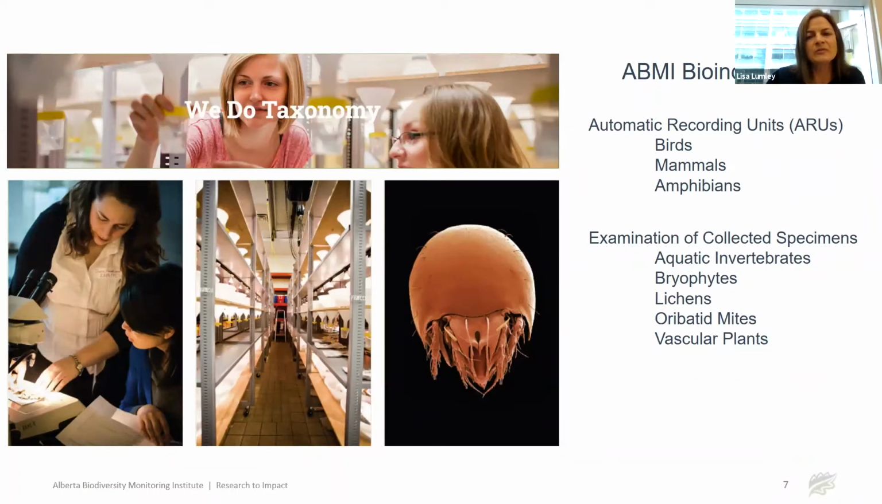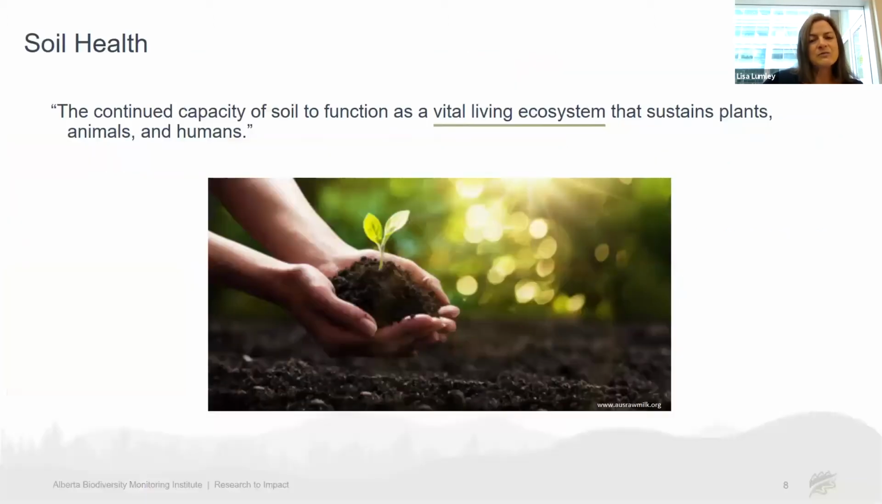So not everything can be identified to species using ARUs. So we also physically collect specimens and bring them back to the lab to identify them. This includes aquatic invertebrates, bryophytes, lichens, oribatid mites, and vascular plants. So you might ask, well, why oribatid mites? The main reason is that oribatid mites really connect us to soil health.